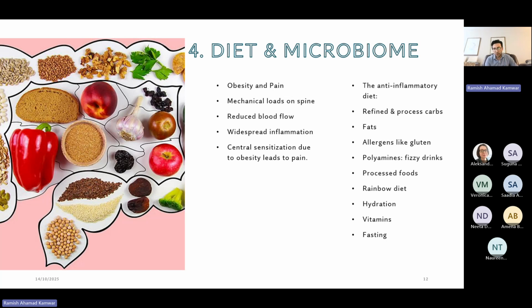So go for a rainbow diet, a variety of colors in your diet, vegetables, fruits, do hydration, get vitamins, do intermittent fasting. At least we should give our gut a 12-hour break every day. There should be a period of time that we don't eat for 12 hours, and that could be sleep. Drink water, drink green tea, but just don't eat, give it a break.